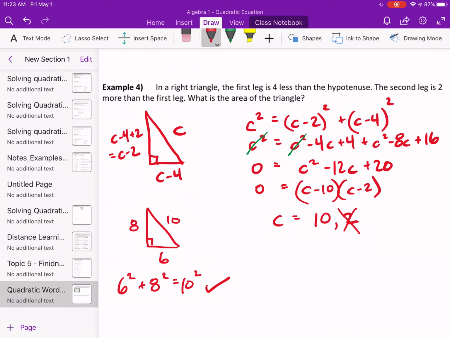So now that I know my hypotenuse, I know the other two sides, and I can answer the question. The question said, what's the area? Area of a triangle is base times height divided by 2, or 8 times 6 divided by 2, or 24 square units. That's it for this video.